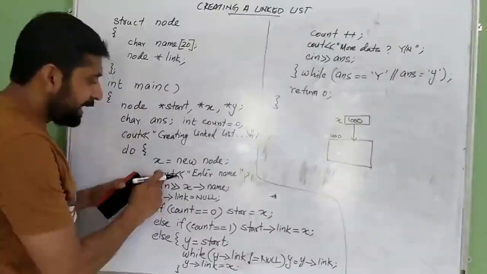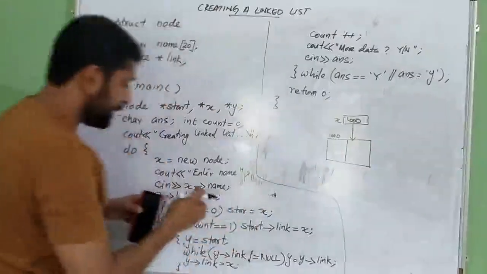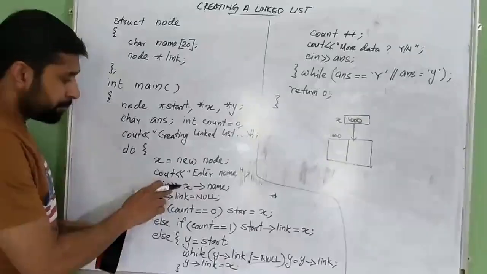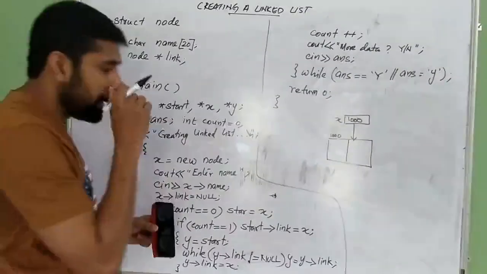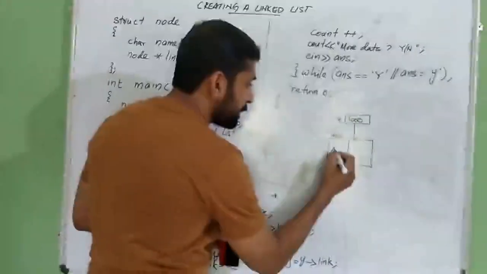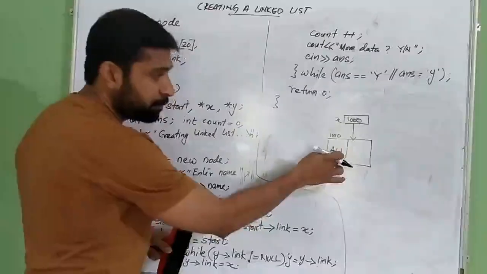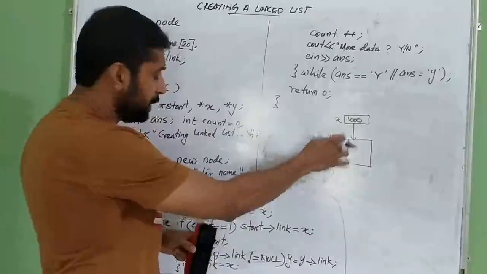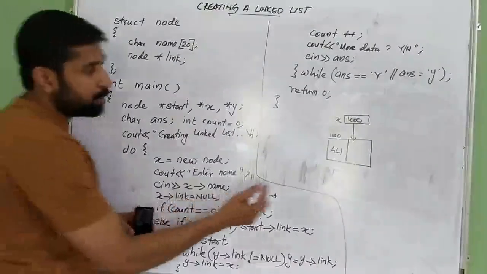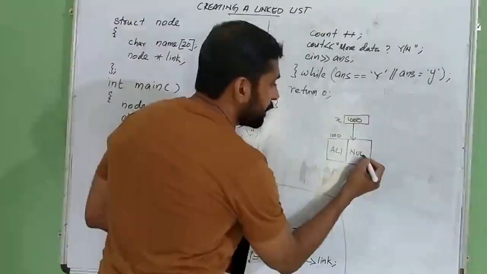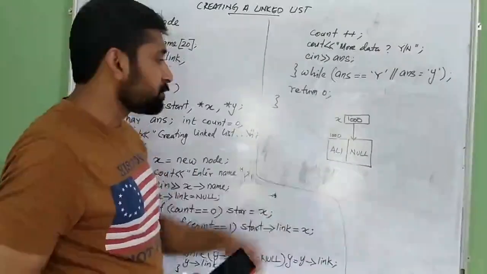Now enter name. This node has two parts. Enter name, cin x arrow name. So he inputs say Ali. That Ali will be stored here, x arrow name, name part, data part. Ali will be stored here. Then x dot link equal to null. Here we made it null. So for the newly created node, its data is stored and its link part is made null.